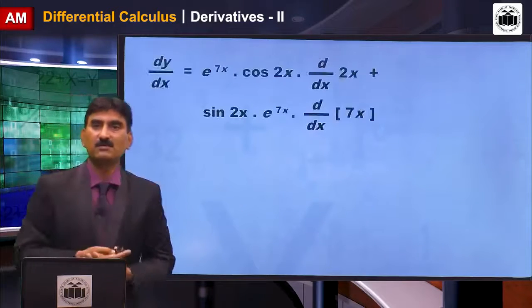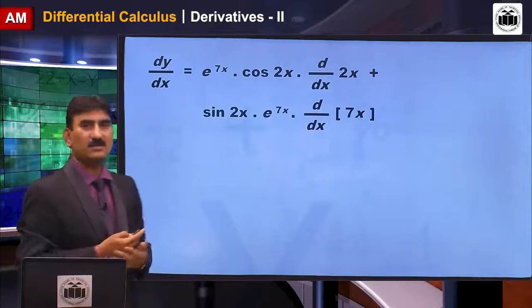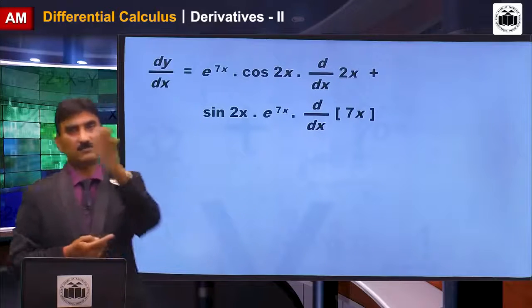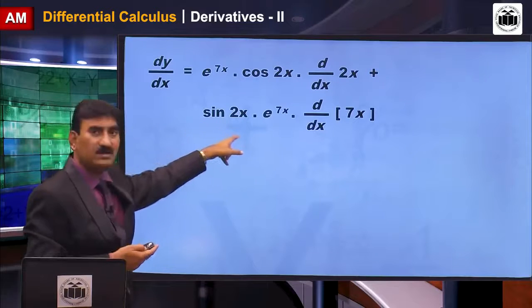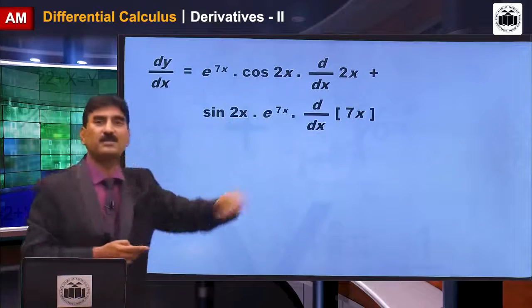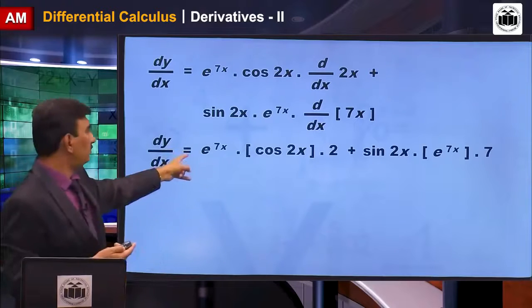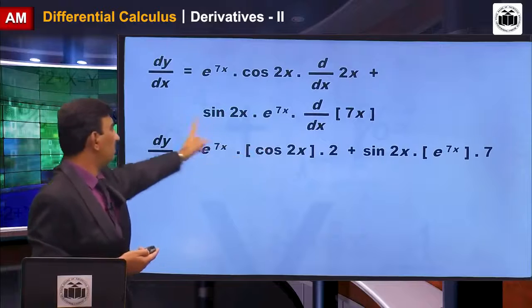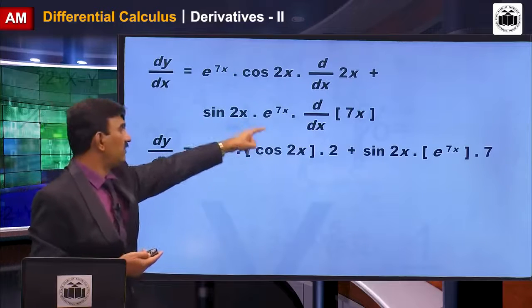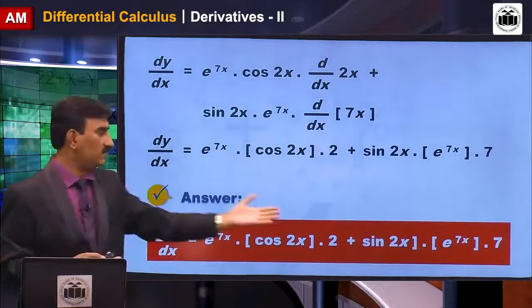So tell me what is the result here? e raised to 7x cos 2x, derivative of 2x, plus sin 2x e raised to 7x first derivative and again we take the derivative of 7x. So finally we get the answer: e raised to 7x into cos 2x, derivative of 2x is 2, plus sin 2x into e raised to 7x, and again derivative of 7x is 7. The final answer is this.